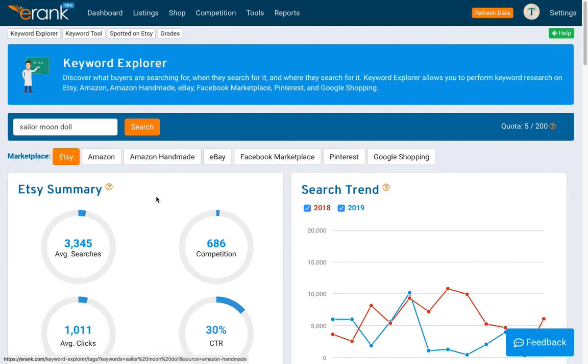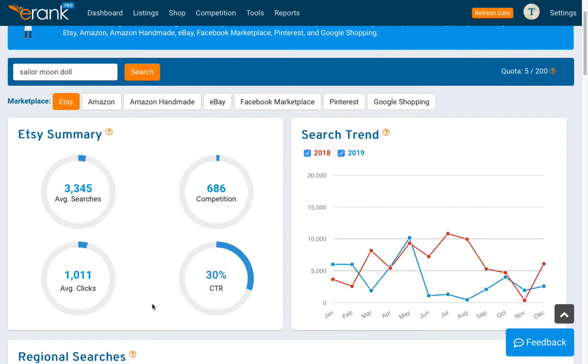describes the item. A plush is a doll. That's a little better, 30% click-through rate. A little bit better on searches, I would say. A lot more searches, not too shabby on competition. So that's kind of interesting. There's a little bit more of a happy middle ground there.